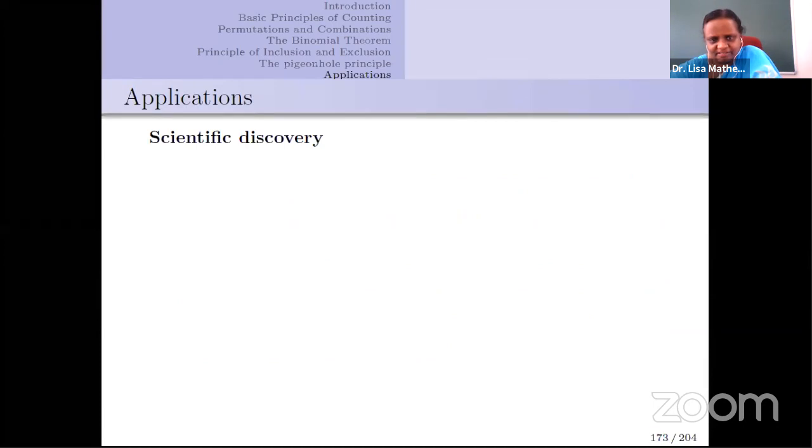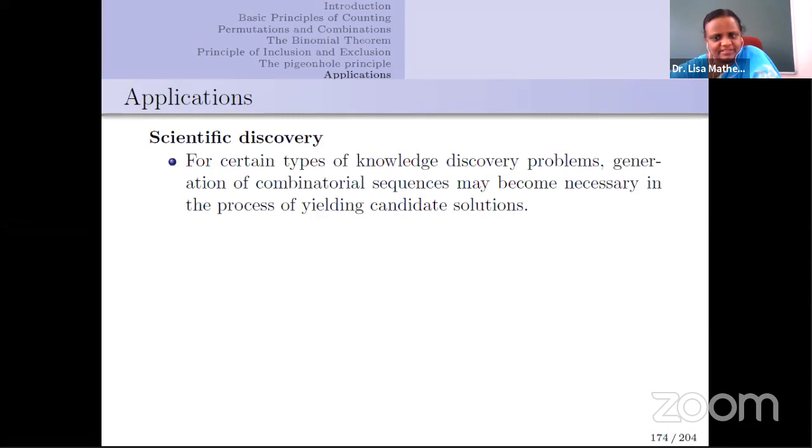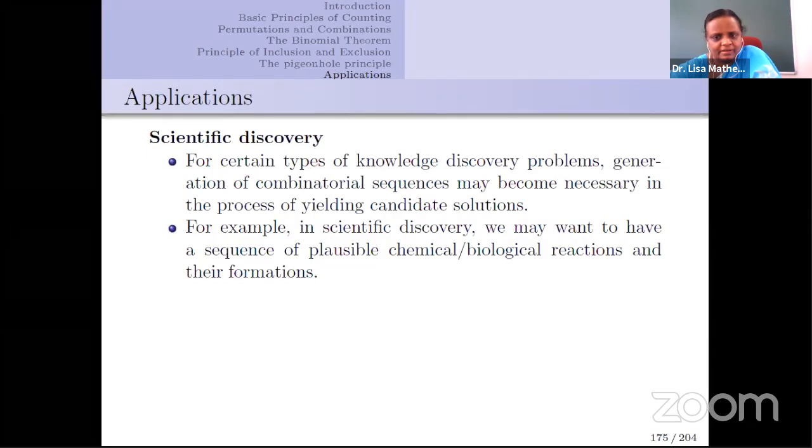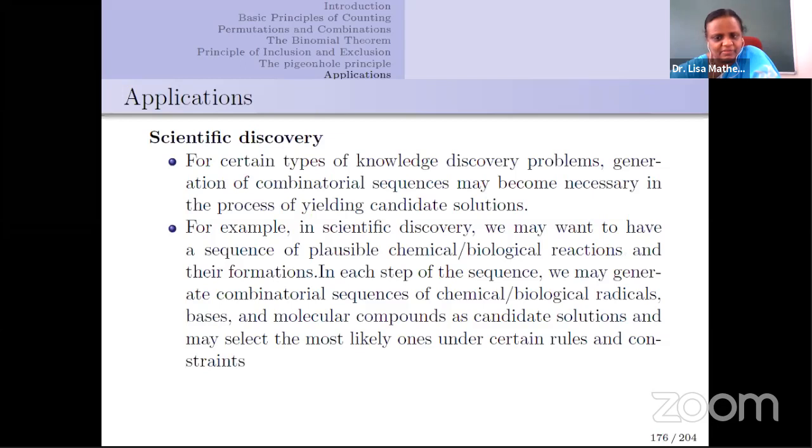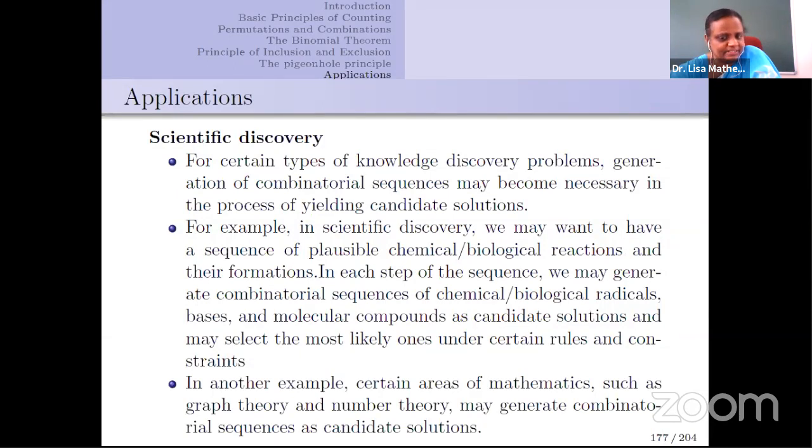Now, scientific discovery. For certain types of knowledge discovery problems, generation of combinatorial sequences may be necessary in the process of yielding candidate solutions. For example, we may want to have a sequence of possible chemical or biological reactions and their formations. In each step of the sequence, we may generate combinatorial sequences of chemical or biological radicals, bases, acids, and molecular components as candidate solutions, and then we choose the most likely ones under certain rules and constraints. Again, mathematics, especially graph theory and number theory, generate combinatorial sequences as candidate solutions.